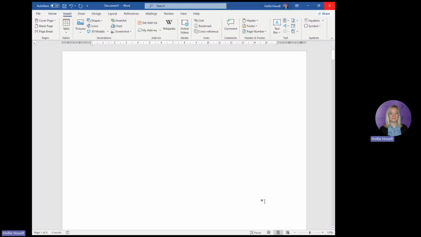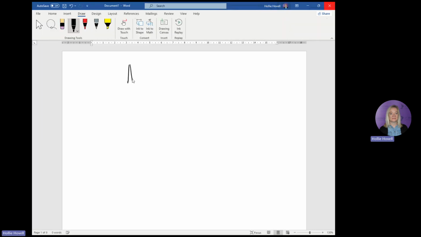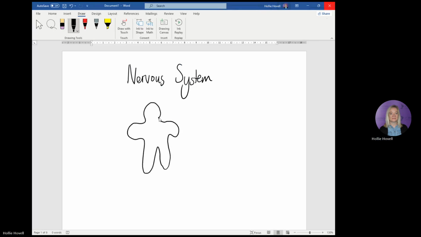So I'm going to talk you through, first of all, the overview of the nervous system. The nervous system is split into two. If we draw our person, an amazing gingerbread man, the two nervous system labels that we've got are the brain and the spinal cord, first of all. We call those the CNS, which stands for the central nervous system.